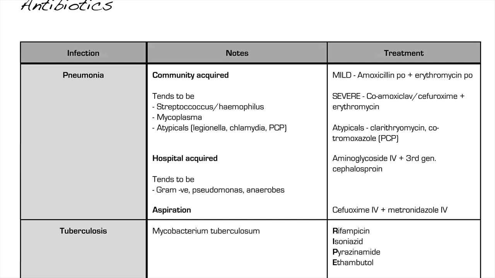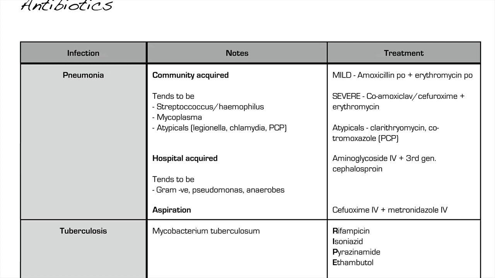If a patient was coming into hospital and was requiring IV therapy perhaps because they had a severe pneumonia, you might consider using some different antibiotics such as co-amoxiclav or Augmentin, or you may consider using one of the later generation cephalosporins such as cefuroxime. And then again, you might want to consider erythromycin if you're suspecting an atypical infection.